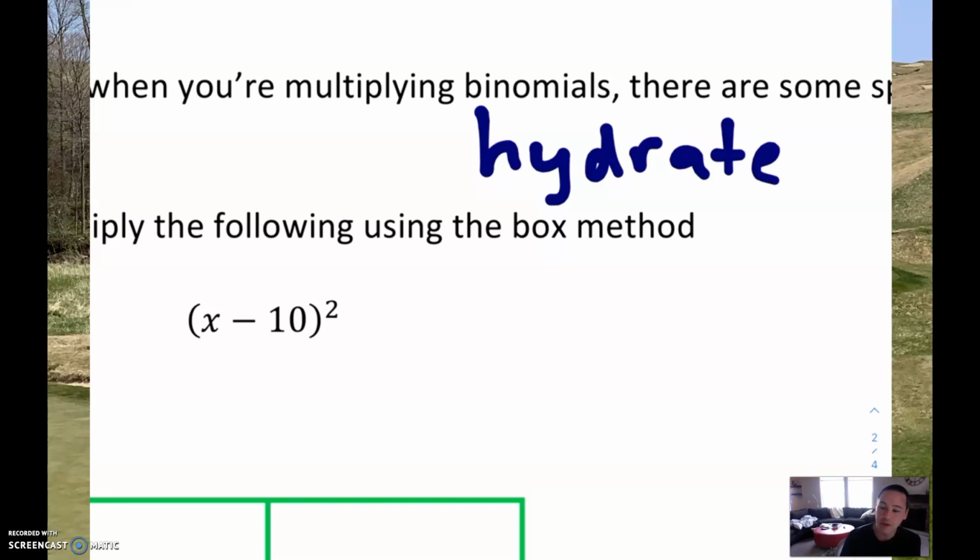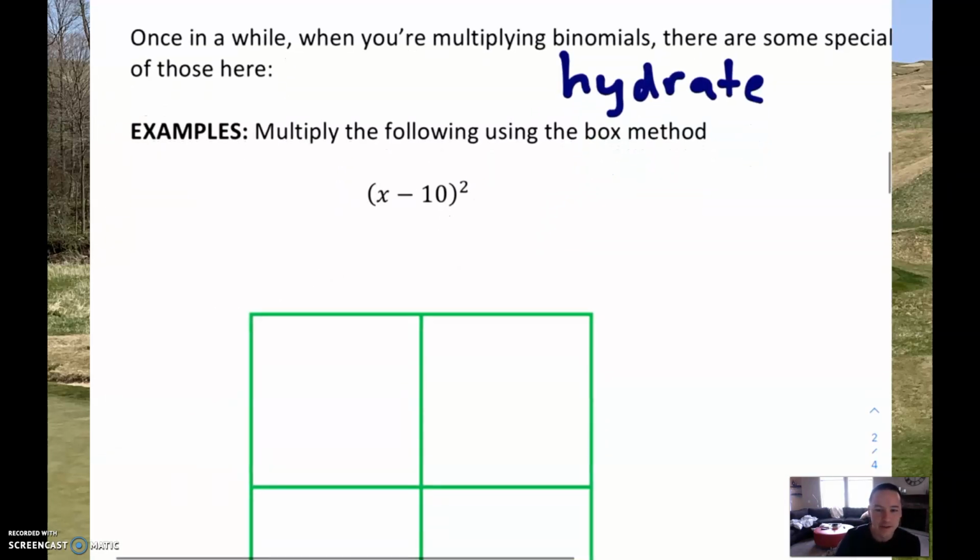Hydrate. As the weather gets warmer out there, some of you may be joining some spring sports. Make sure you stay hydrated. That means drinking a lot of water. You want to keep your body nice and hydrated. So there's your password, hydrate.